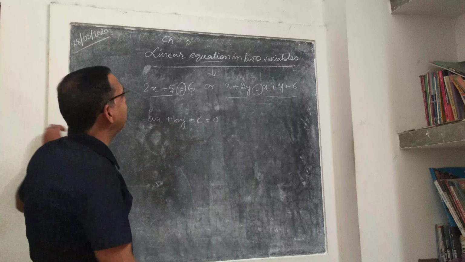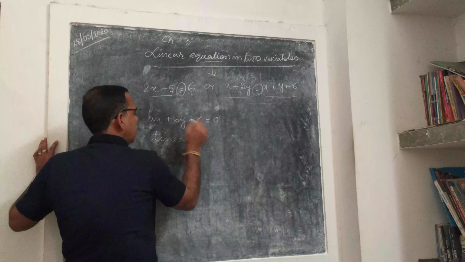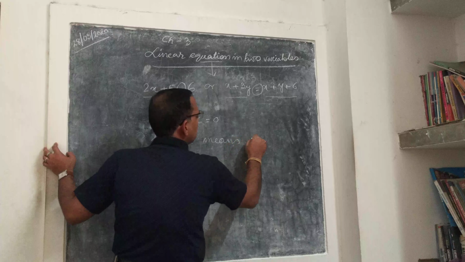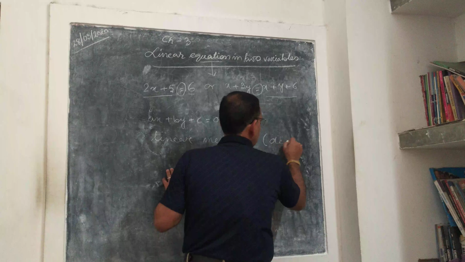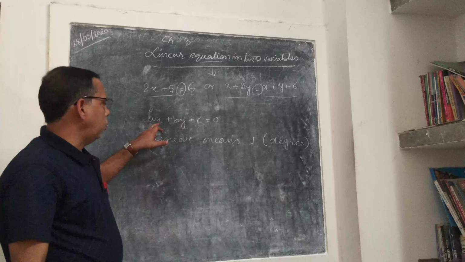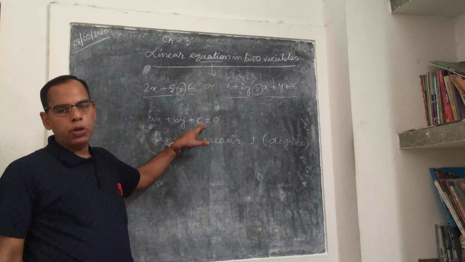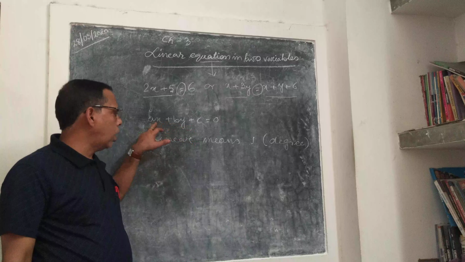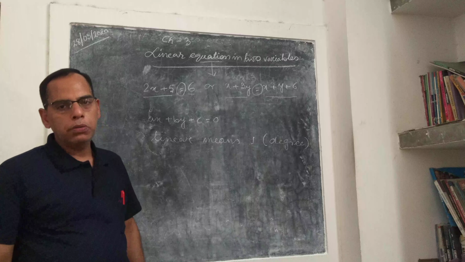Now what is linear? The word linear means degree 1. Here you see, what is the power of x? 1. Power of y? 1. And this is a constant polynomial, so its degree is 0. The highest power is 1, and that is why it is known as a linear equation in two variables.